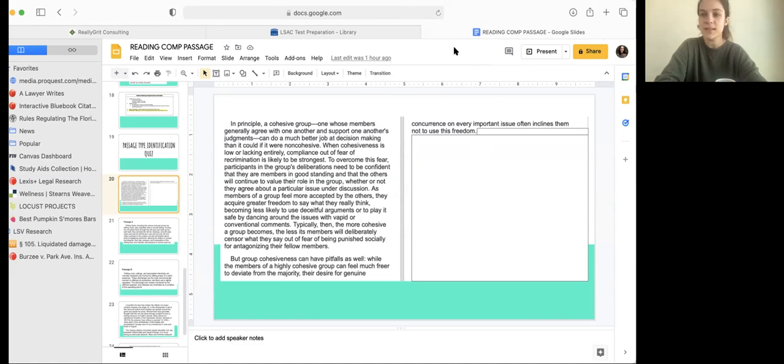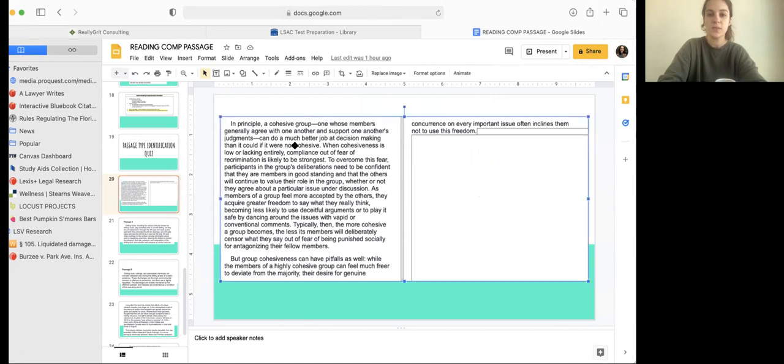All right, so it is 11:10, so we're going to move on to the next one. But as so many of you correctly identified, this is a cost benefit analysis passage. Some signs that it's cost benefit is that we have... and the topic being debated is whether or not cohesion is good or bad for group decision making.